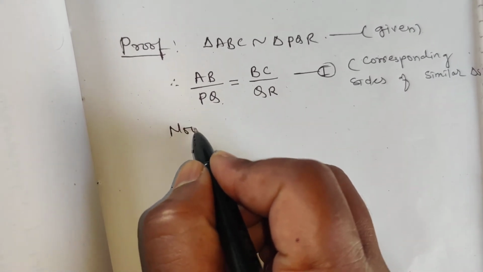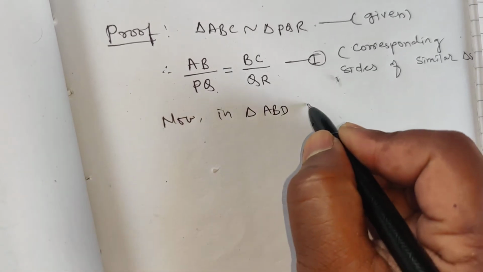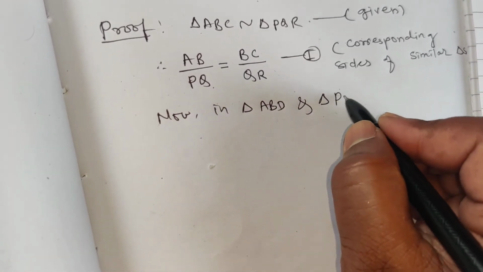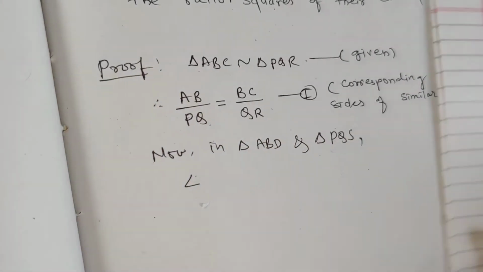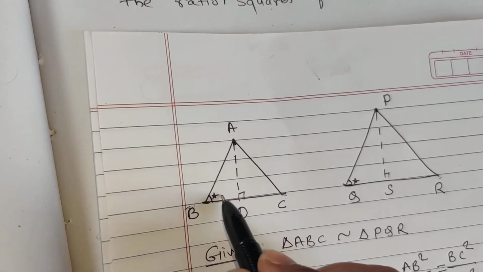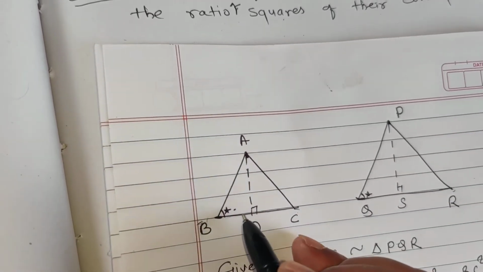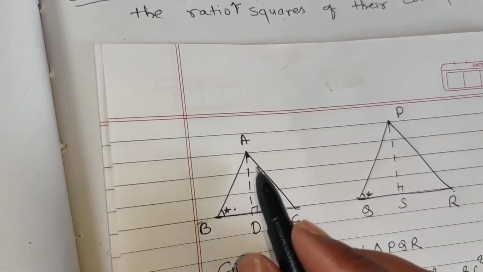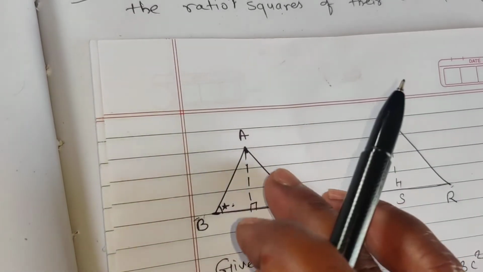Now in triangle ABD and triangle PQS, we can say angle, which angle? We know that triangle ABC and triangle PQR are similar, meaning the corresponding angles are congruent, meaning angle ABC is congruent to angle PQR.